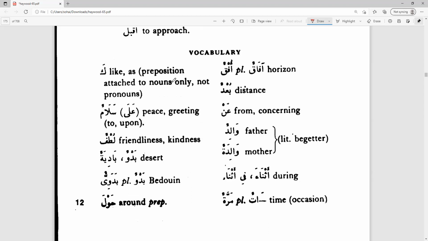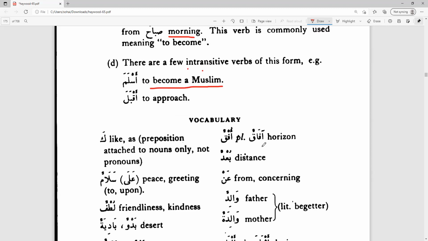So let's do the vocabulary now. We've done the rules. Sir, one question I have. Yes. Sir, there are forms, like form 1, form 2, form 3, and so on. Is it that every verb has every form, or are there some particular forms for some verbs? Yeah, so it's not that every verb has every form.